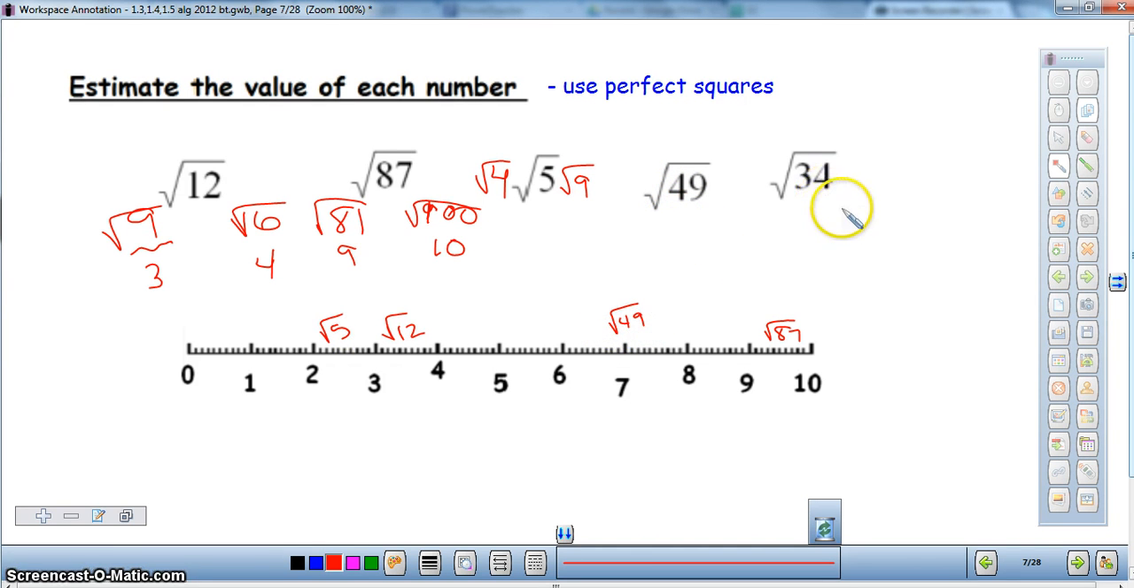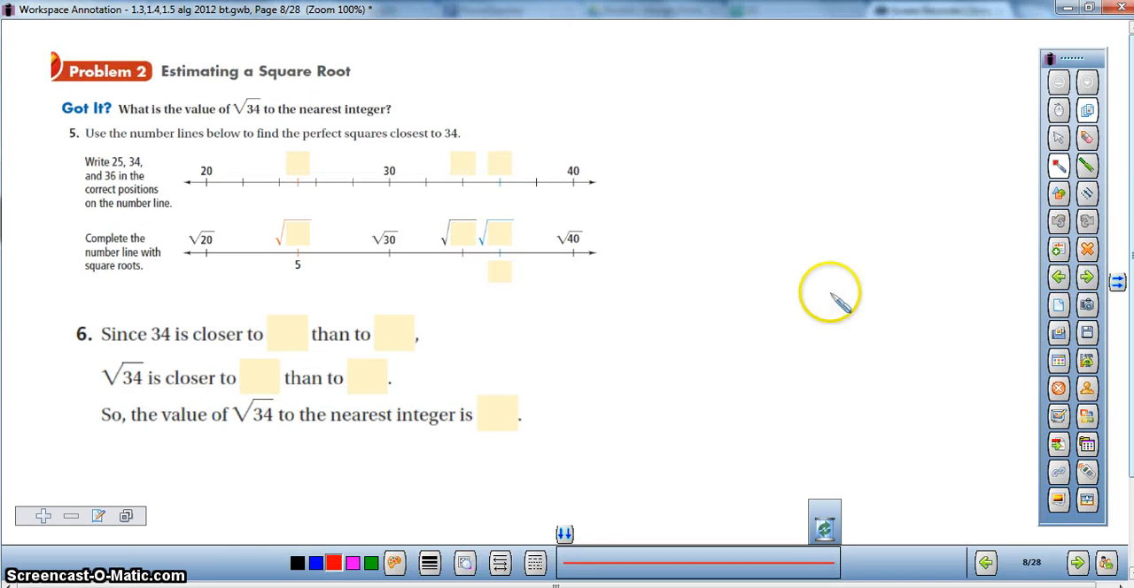The square root of 34, well, it's between 36. And if you look at your list of perfect squares, 36, the one below that is 25. So it's going to be in between those two squares. If we're estimating the square root of 34, they kind of take you through a process here, thinking about where's 34 on the number line.